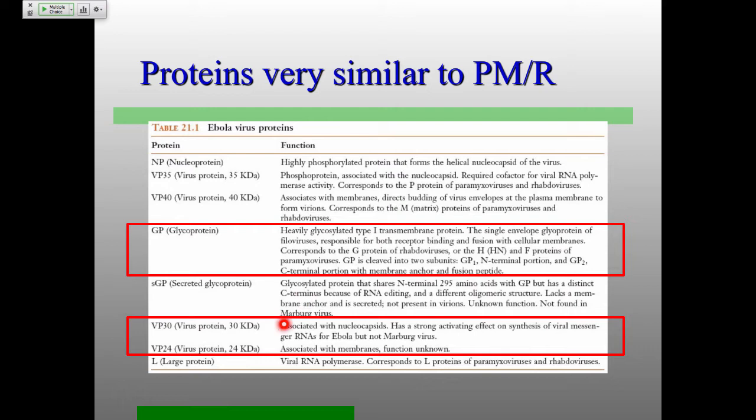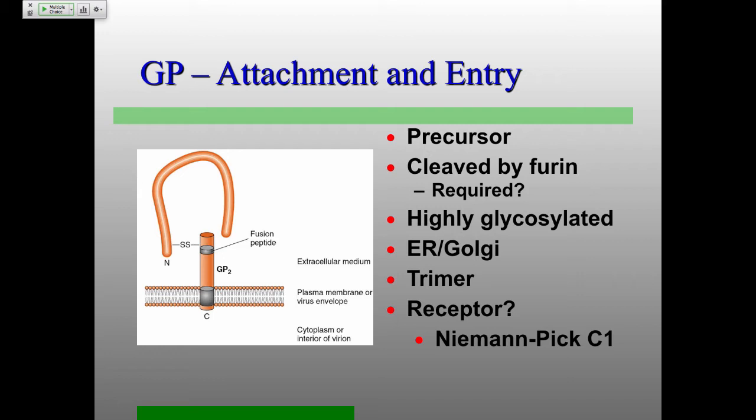But then the other one is this VP30 protein. This is not present in any of the paramyxo and rhabdoviruses and does seem to be important for this extra transcriptional regulation step that we'll talk about in just a minute. But first I wanted to talk about the glycoprotein.